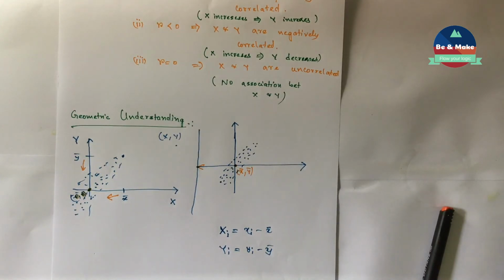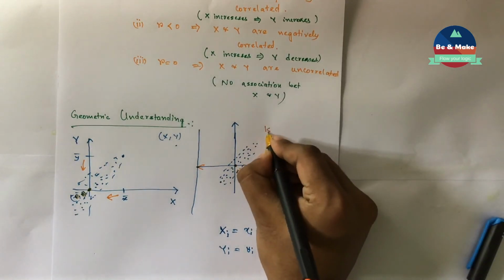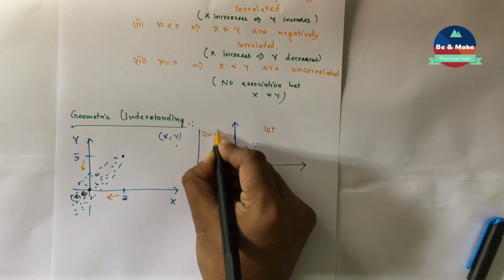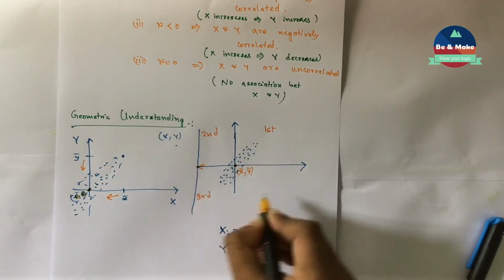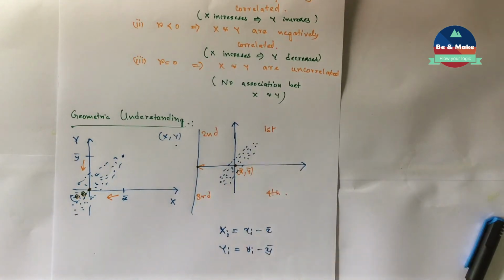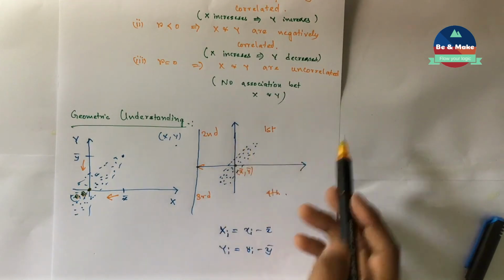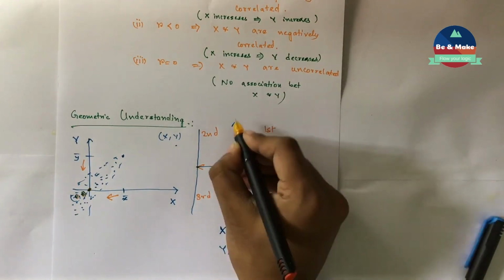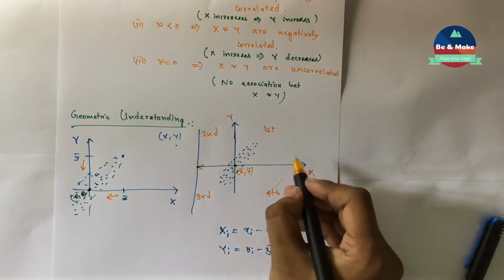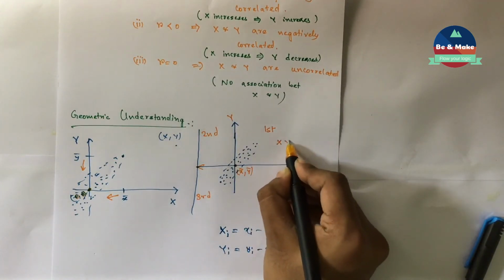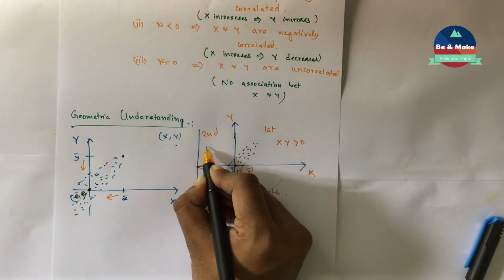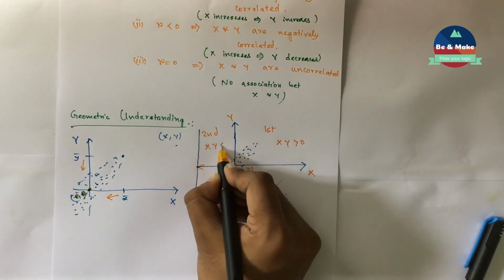Okay, and now this is the first quadrant, this is the second quadrant, this is the third quadrant, this is the fourth quadrant. In the first quadrant, x and y, this is x, this is y, are both positive, so x and y are greater than 0.